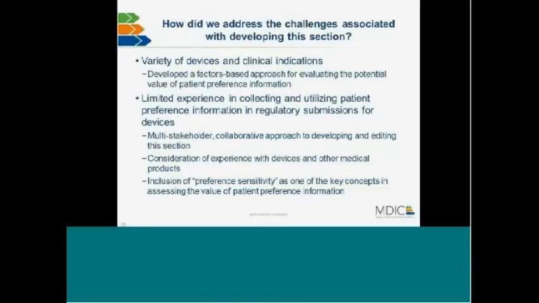And so there were probably two breakthroughs in this section. One was when we went to the higher level factors, and the second was when we adopted this concept of preference sensitivity. It's one of the concepts in determining whether patient preference information is valuable. It's not the only one, but it is one of the key concepts. And Bennett did outline that preference sensitivity is when you have multiple options, and it's the preferences of the decision maker that determine which option is chosen, and preference sensitivity occurs when no option is clearly superior or when there's considerable uncertainty in the evidence.